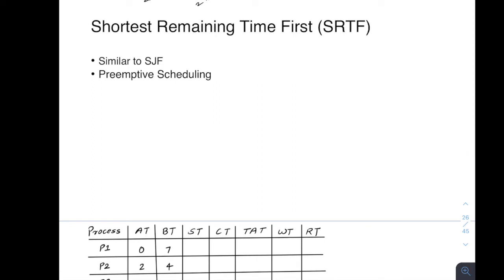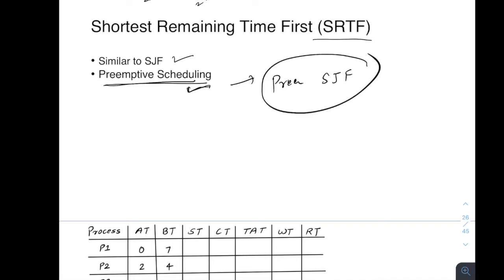Now let's move on to SRTF, the third algorithm. This is quite similar to SJF. The same thing here: you have to see the burst time and schedule. But the difference is that here you have preemptive scheduling. SJF is non-preemptive and SRTF is preemptive scheduling. Both are the same actually, only one is preemptive and one is non-preemptive. Always remember which one is which. Sometimes this can also be called preemptive SJF.